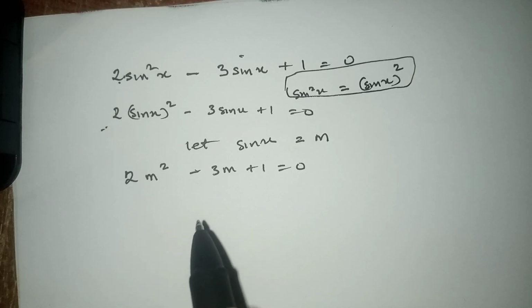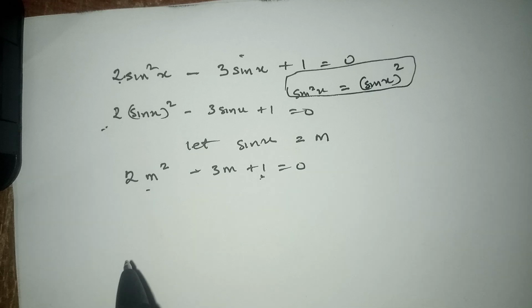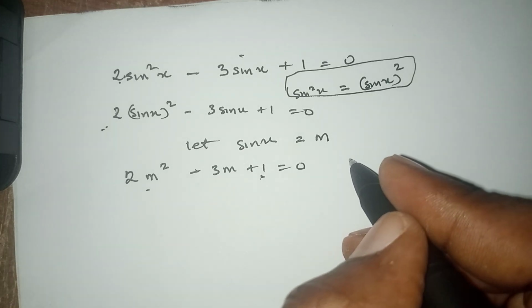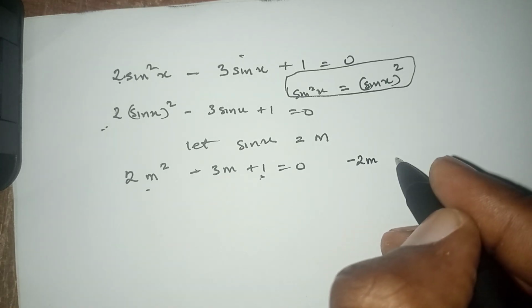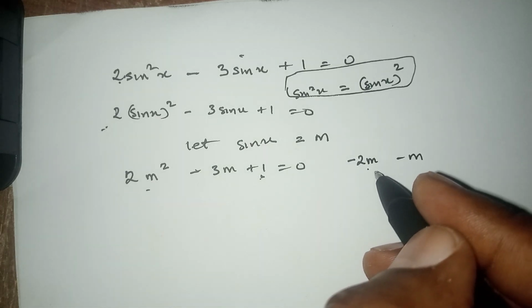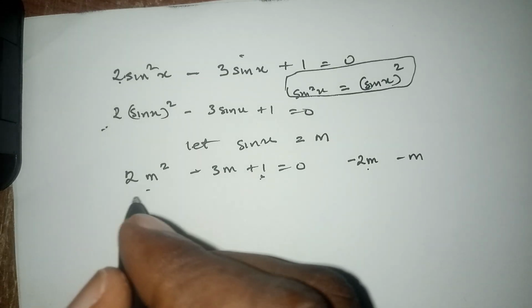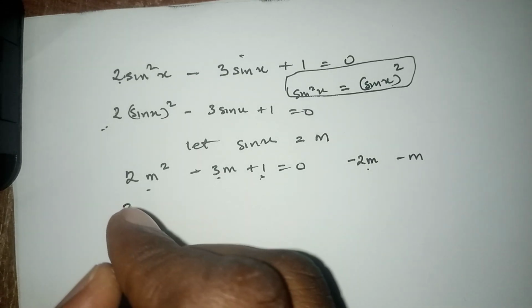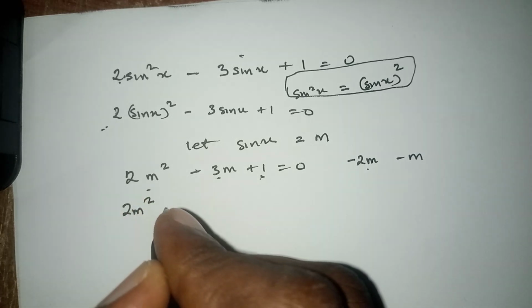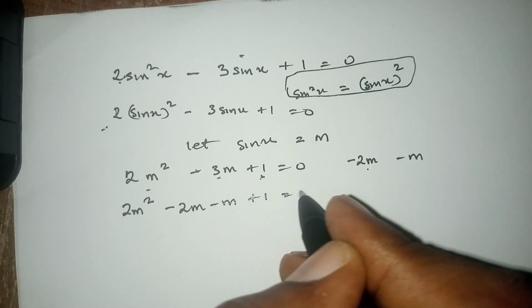So we factorize it. 2m squared times 1, the first and the last, so that's 2m squared. What are the factors? The factors are 2m and m. So minus 2m minus m, because minus 2m times minus m gives 2m squared, and minus 2m minus m gives minus 3m. So we replace this term: we have 2m squared minus 2m minus m plus 1 equals 0.